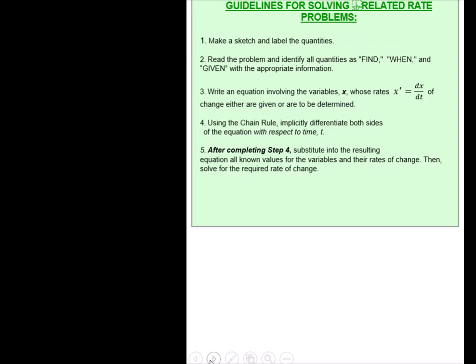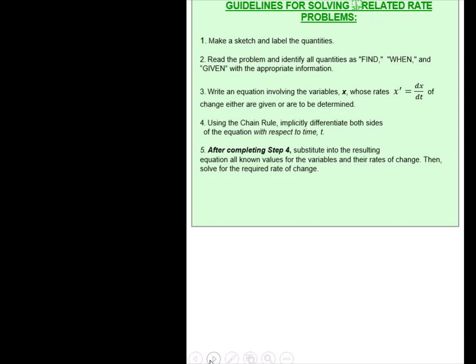Okay? And then after completing step 4, we're going to take any known quantities, distances or times or something, and substitute them into the differentiated equation to solve for the derivative that we're interested in. That's going to be an important point. We don't substitute into step 3 because we're not interested in solving for static quantities. We're going to substitute into step 4 because we're solving for the rates of change, for the derivatives.